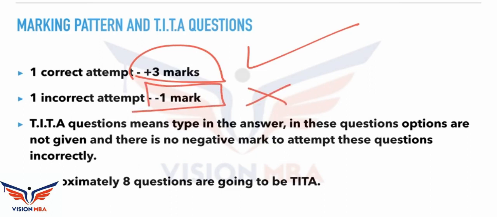What is TITA? TITA is nothing but type in the answer. It means you are not going to get the options. TITA questions mean type in the answer, where options are not given, and there is no negative mark for attempting these questions incorrectly. Now you are going to get around 8 such questions. So that means out of 34, approximately 8 questions are going to carry no negative marking. So even if you attempt those questions incorrectly, no problem, you won't be getting -1. But then there are no options.